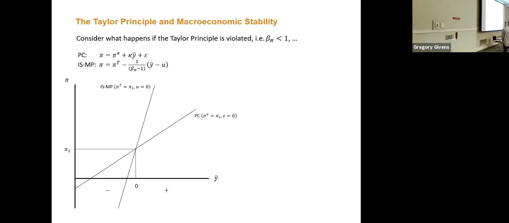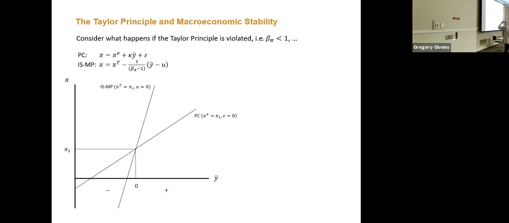However, if beta pi ends up being less than 1, then you'll notice here that the ISMP curve ends up having a positive slope, right? A -1 divided by, let's say, a 0.9 minus 1 is a positive number. It would be positive 10 in this case, right? Think about what happens here. If beta pi is bigger than 1, but it's approaching 1 from the top, then the ISMP curve is getting steeper and steeper and steeper, but it's still negative, right?